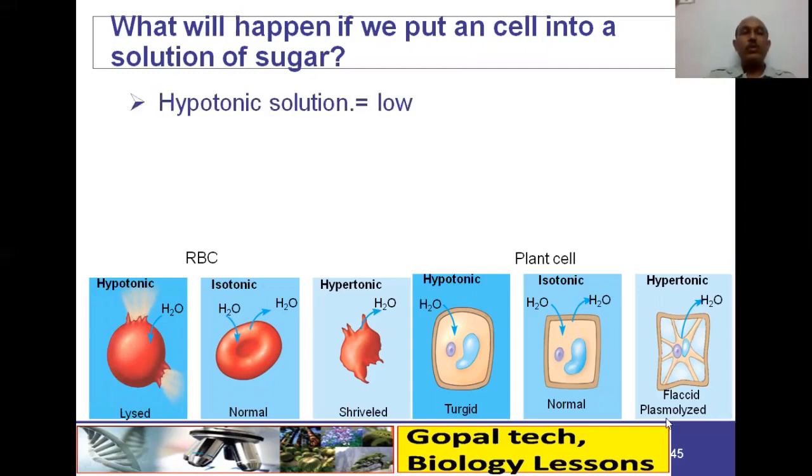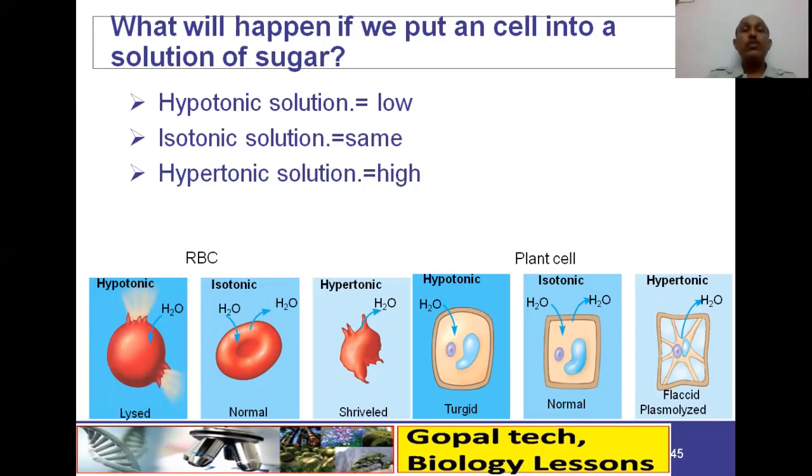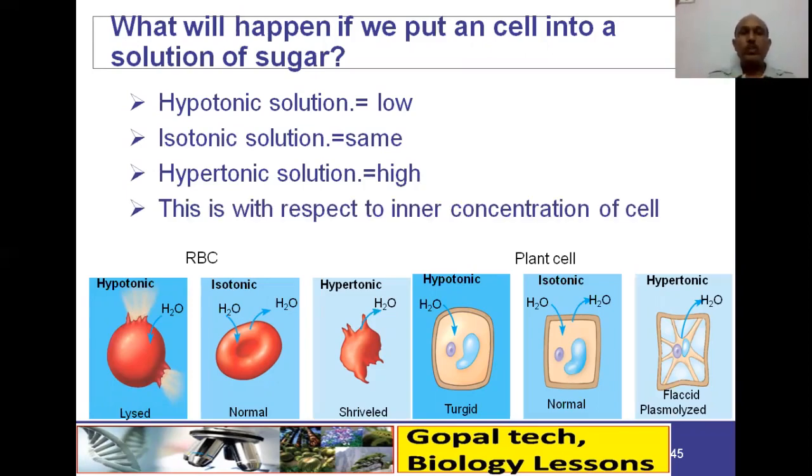See, hypotonic solution, that is low concentrated. Isotonic solution, same concentration on both sides. Hypertonic solution, high concentrated solution. So this is with respect to the inner concentration of the cell.